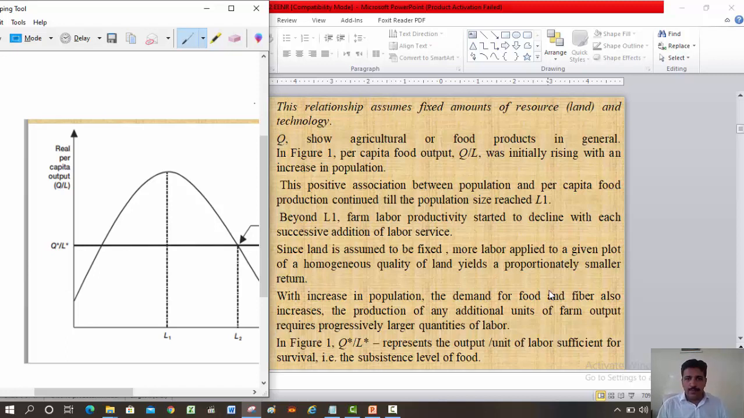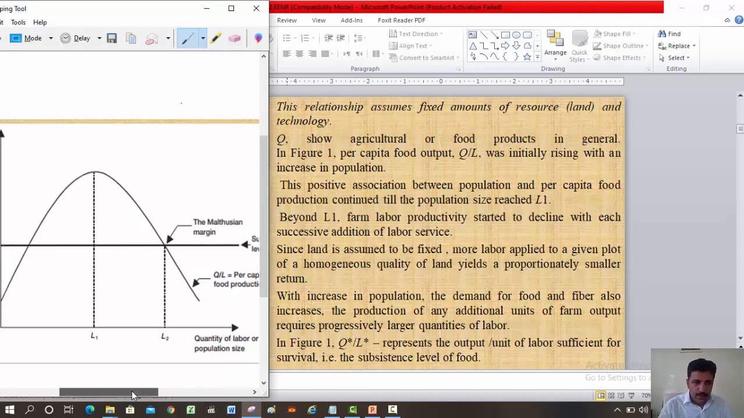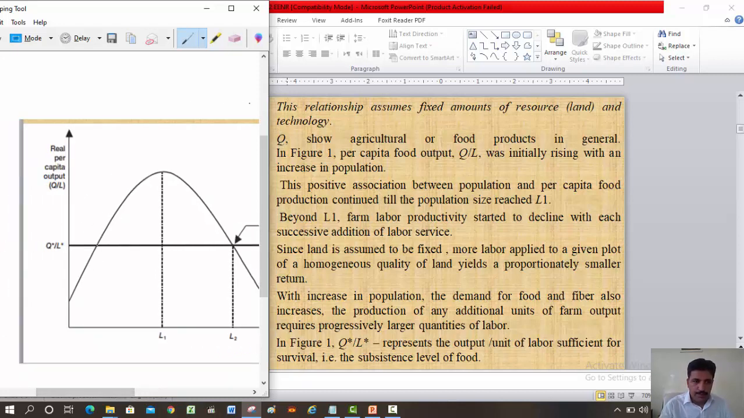In figure 1, the per capita food output Q by L was initially rising. We see that initially it rises, it crosses the subsistence level and reaches its maximum, that is L1. And then if the population continues to grow, beyond this L1 level we see that it is falling till L2, and beyond L2 we see it below the subsistence level.